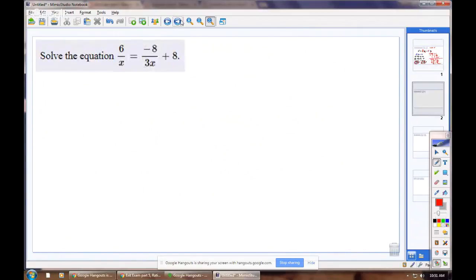Let's try another. All right, here we got to identify the LCD. First one says it needs an x. Second one says it needs a 3 times x. So 3 times x it is for the LCD. Then we have to multiply each side by 3x. And on the right side, that means the 3x has to be distributed through to each term.